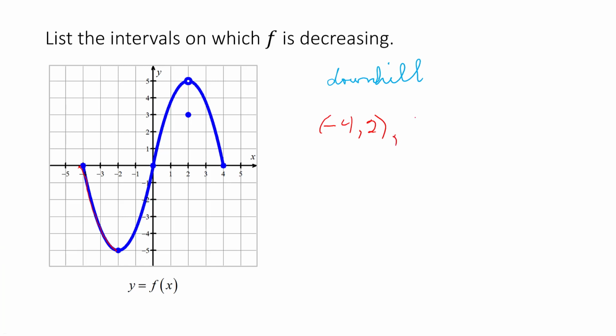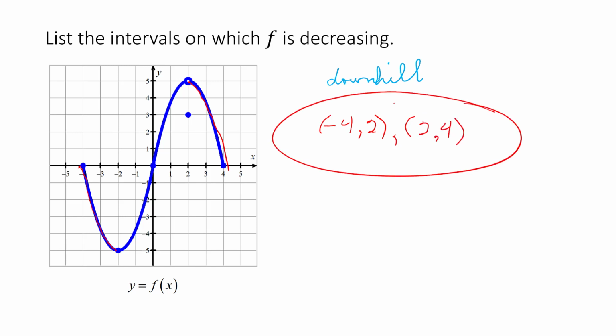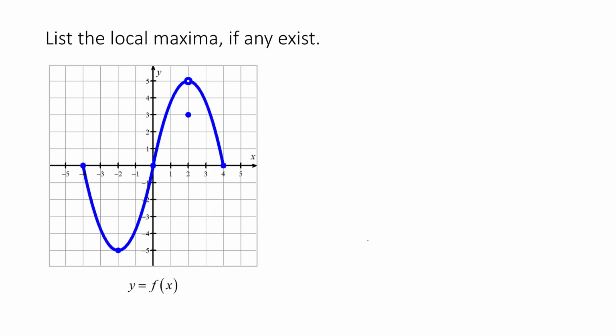So -4 to 2, and we're also walking downhill going from 2 to 4 in terms of x values, so 2 to 4. Okay, so this is where we're decreasing. We might have a constant function too. So if I had a function that looked something like this, we might have a function that's constant on an interval.